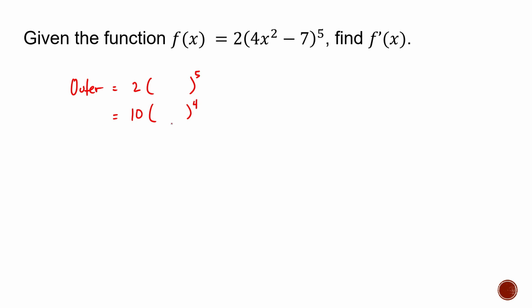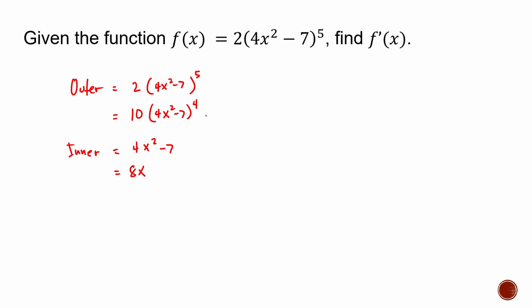Now think about that. I am going to now write that function inside. And then the inner. For the inner, that's this, the 4x squared minus 7. So we need to find the derivative of that. We know that that's just 8x.